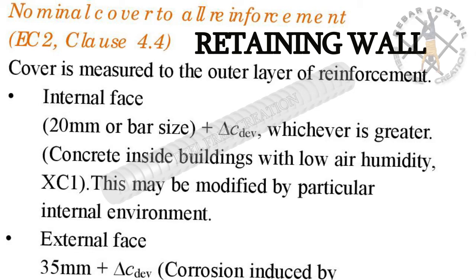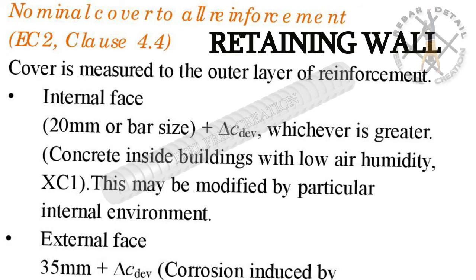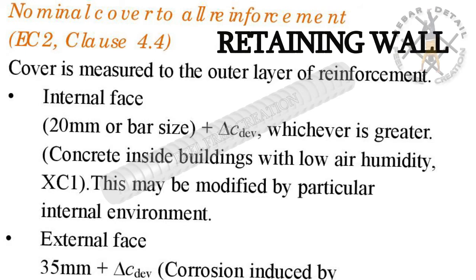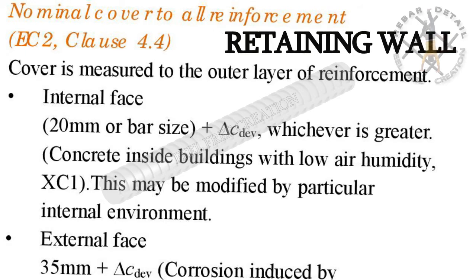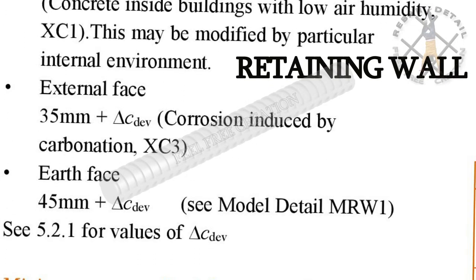Nominal cover for retaining wall. Cover is measured to the outer layer of reinforcement. Internal face, 20 mm or bar size, plus deviation, whichever is greater. Concrete inside buildings with low air humidity, XC1. This may be modified by particular internal environment. External face, 35 mm and deviation, corrosion induced by carbonation, XC3. Earth face, 45 mm and deviation.